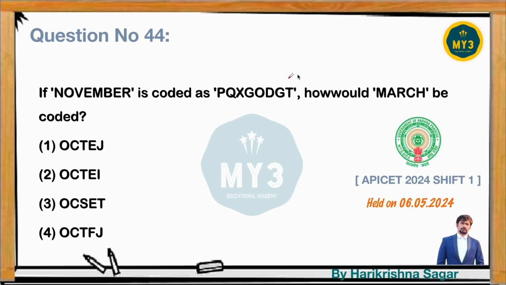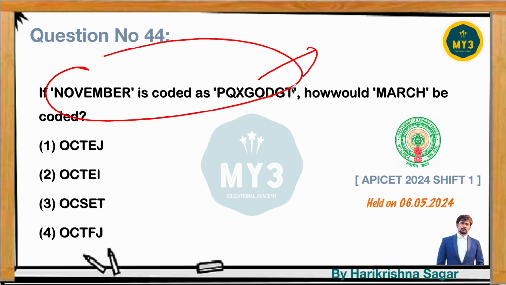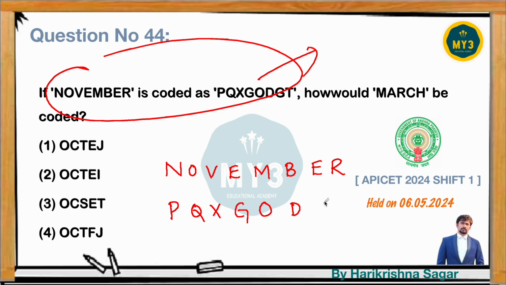If November is coded as this, then how is the word March coded? In order to solve this type of question, we have one reference here. You have to take that reference and write it like this. Whenever you solve this type of question, always remember to write the words vertically, sequentially like this, so that it is easy to identify the logic. Apply the same logic to get the code for March.